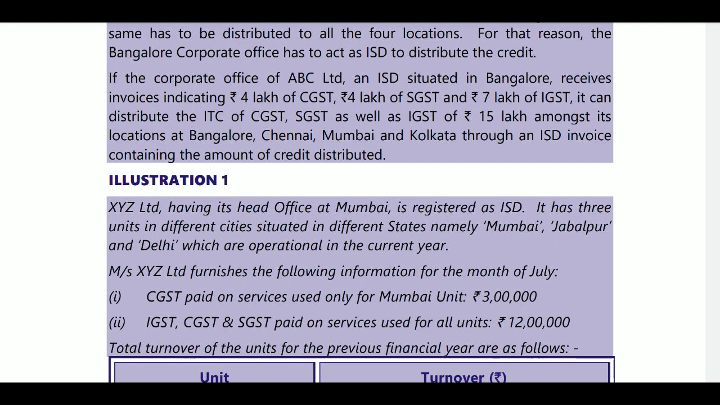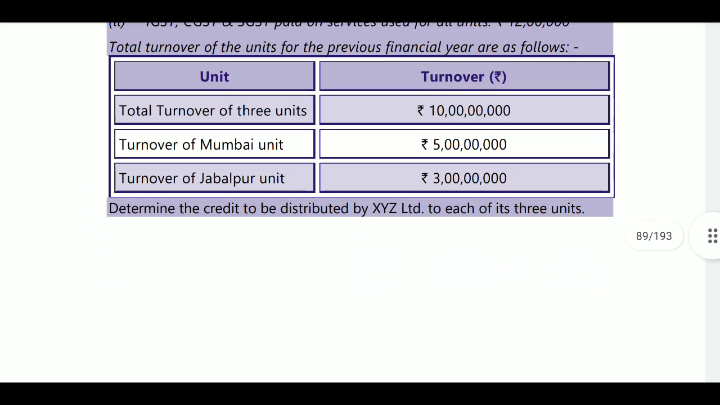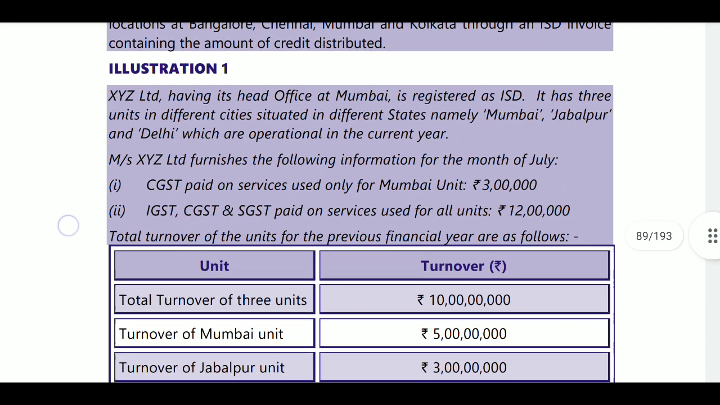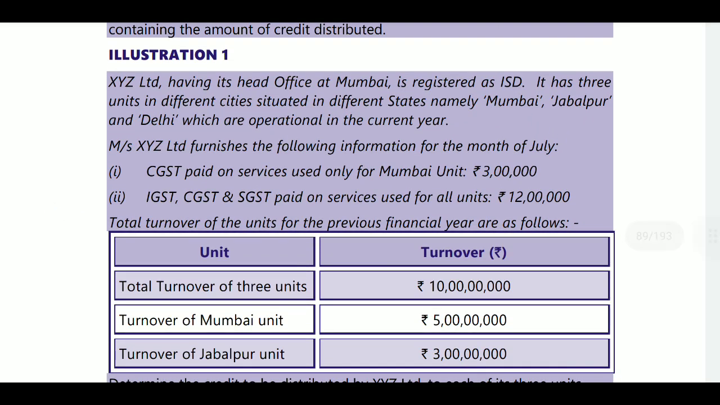From now there is illustration 1. Illustration number 1 is explained. XYZ Limited has its head office at Mumbai and is registered as ISD. It has 3 units situated in different states, namely Mumbai, Jabalpur and Delhi, which are operational in the current year. They are working this year.